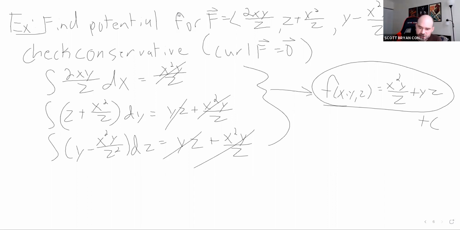Generally, you're not going to be asked to find just a potential function. You'll be asked to evaluate an integral, in which case the constant doesn't matter, because when you do the value at one point minus the other, the constant goes away anyway. So it doesn't matter. Okay.